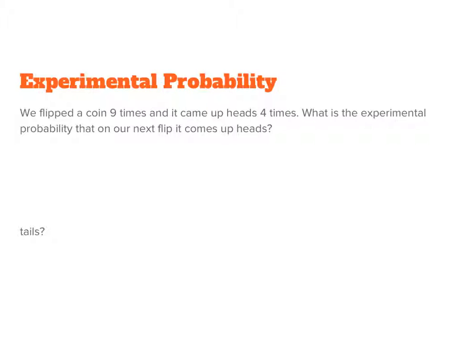So we flipped a coin 9 times and it came up heads 4 times. That part right there, that's our experiment. Okay? We conducted an experiment by flipping a coin 9 times and it came up heads 4 times. So when they ask us what the experimental probability of our next flip will be heads, well, we take the number of times we had heads in our experiment over the number of trials. So our answer would be 4/9.